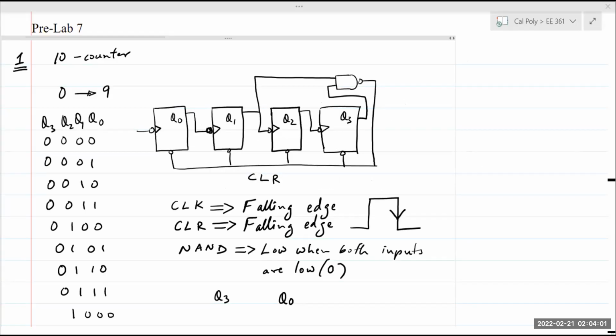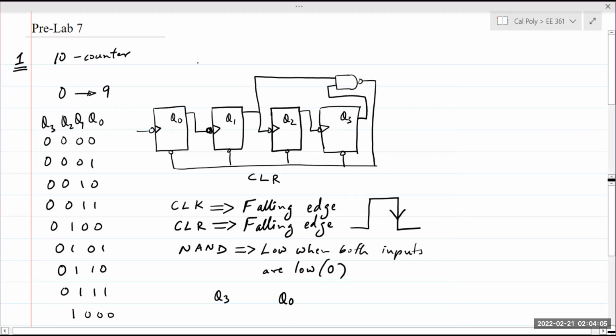So here I have created a simple replication. For obvious reasons, lack of space, I've just compressed the circuit schematic, and I've not shown all the inputs, just assumed that J and K are connected to 1, and I'm not showing those. So let's look at what a 10 counter is first.